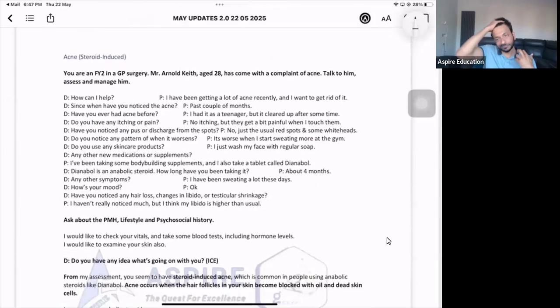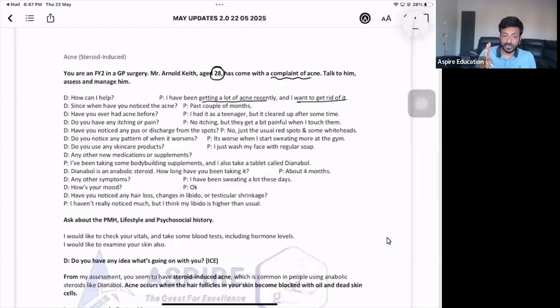Agree, doctor, agree. You are an FY2 and the patient is a 28-year-old male complaining of acne, right? Talk to him and address his concern. So how can I help? The patient is saying, I'm getting a lot of acne these days and I want to get rid of it.